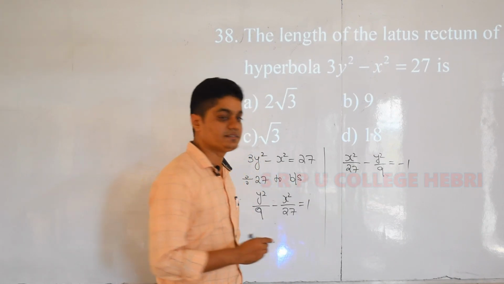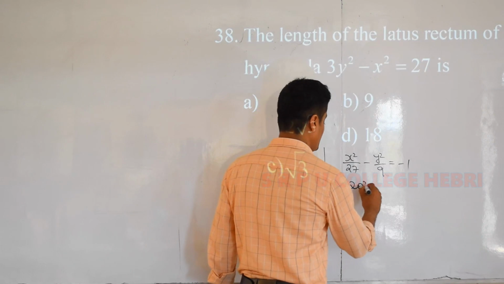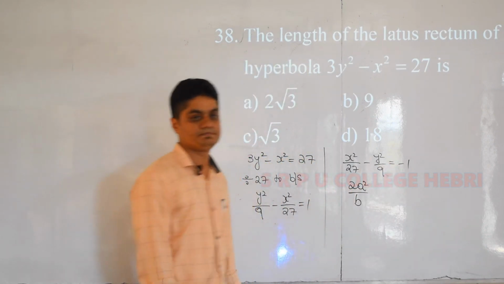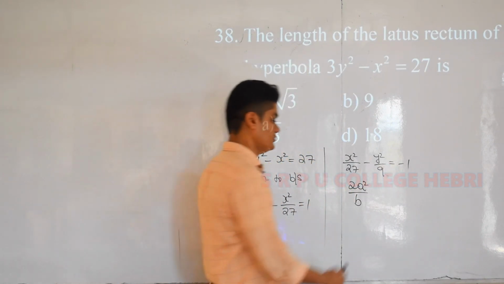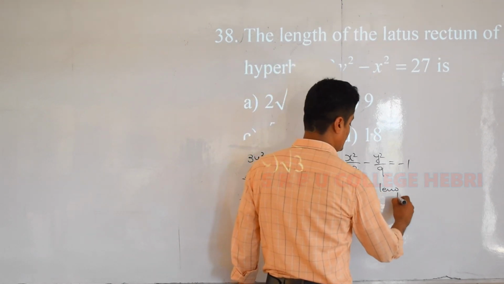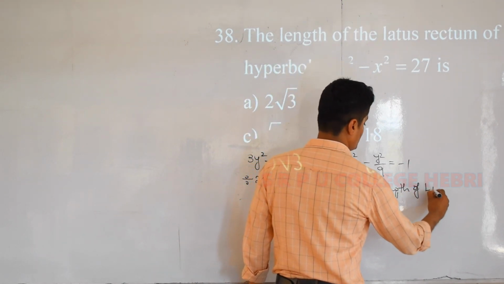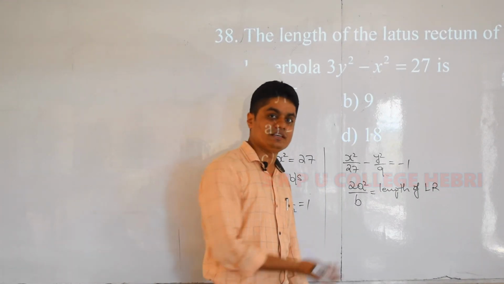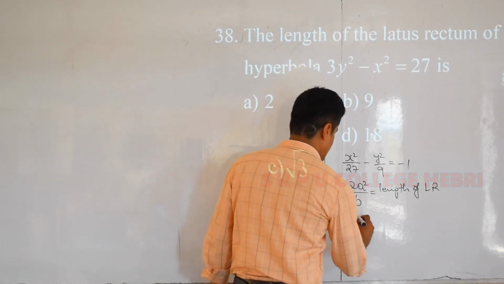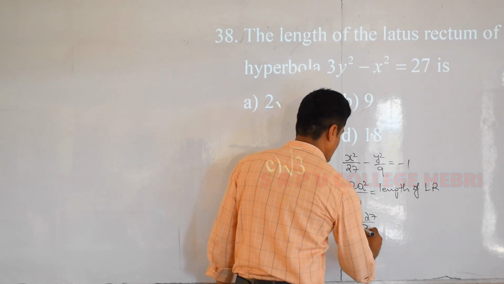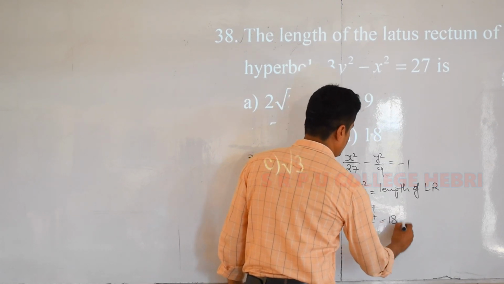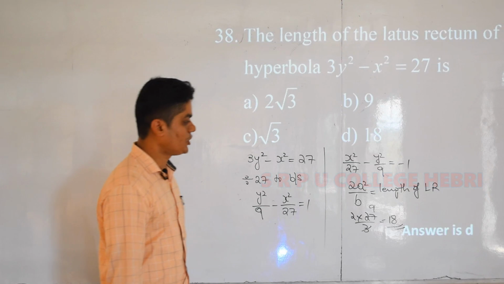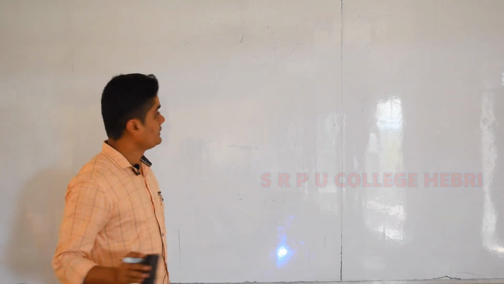So what is the length of the latus rectum? Remember this formula, 2a square by b. This is the formula to find the length of the latus rectum. So substitute. A square is 27, b is 3. Substitute, you will get the answer. 2 times 27 by 3. 3 ones are 3, 3 nines are 27. So what is the answer? Answer is option D, right? 18. Next question.